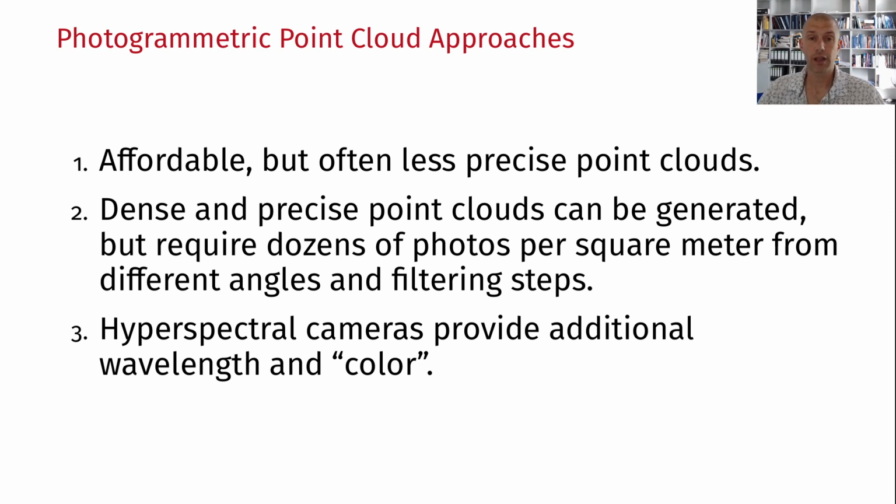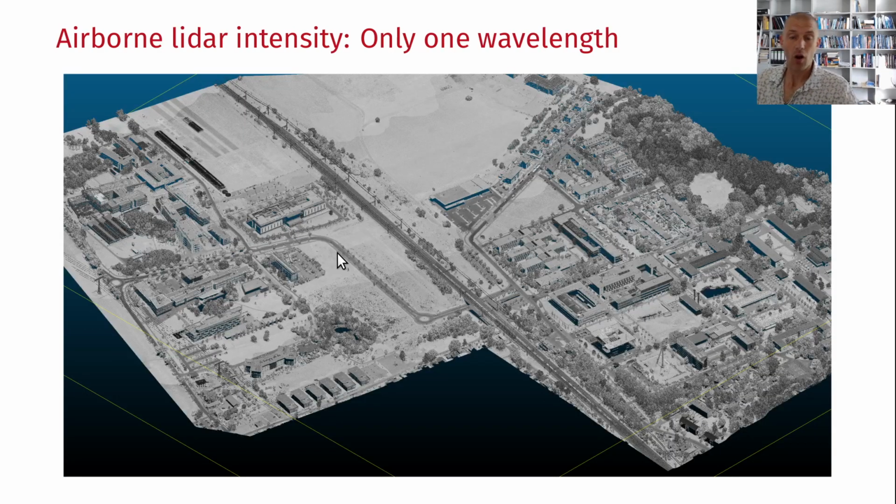With the photogrammetric approaches, you can add hyperspectral cameras. So you're not bound to RGB, red, green, blue, the visible part of the spectrum of the light. You can also use hyperspectral cameras, and that allows you to provide additional wavelengths and add multiple colors. Here's an example of this, first showing you an airborne Lidar intensity file of the greater University of Potsdam campus.